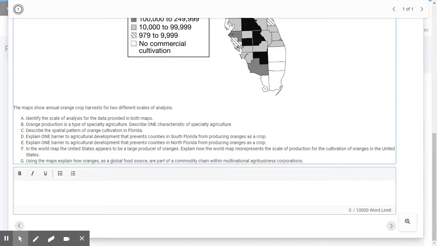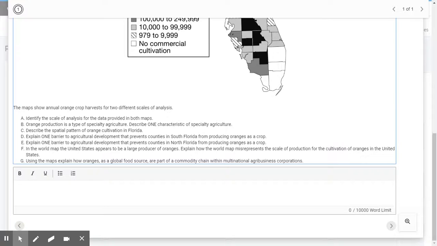Another word, commodity chain. Commodity chain refers to food, agriculture, being used not only to feed people, but being used in other ways. Corn is an example. Ethanol, feeding cattle, not only feeding humans, but feeding cattle, which leads to feedlots and ranching and cattle raising, dairy farming. Commodity chains, you gotta know what commodity chains are.